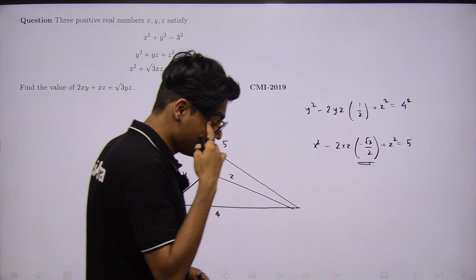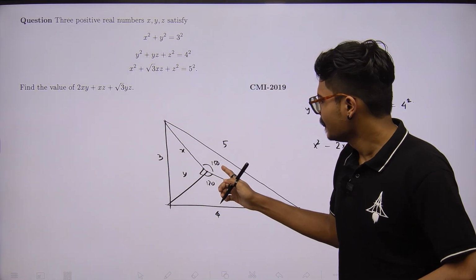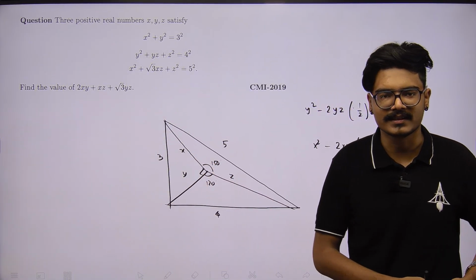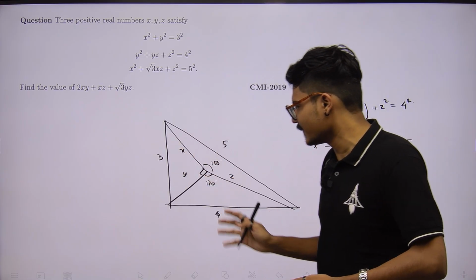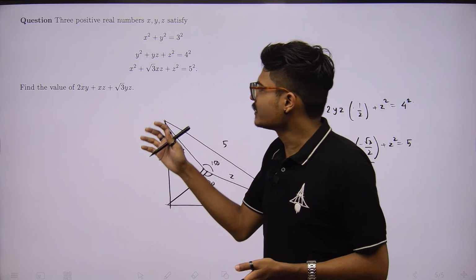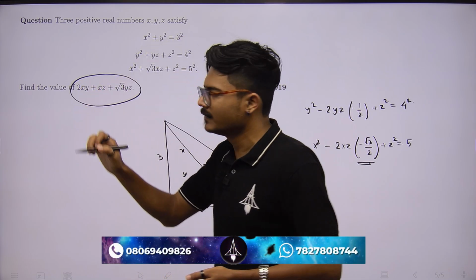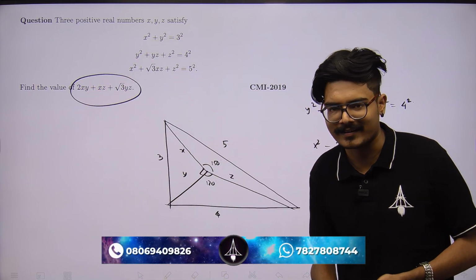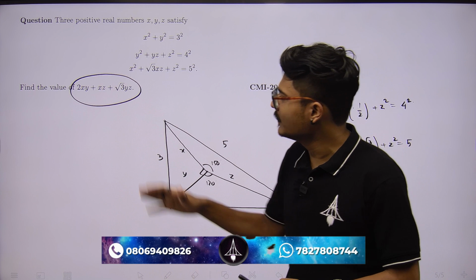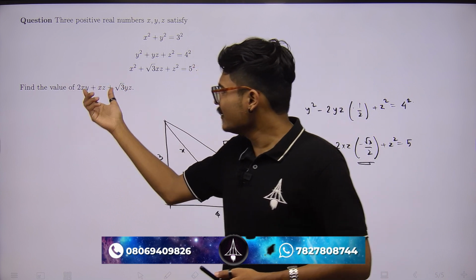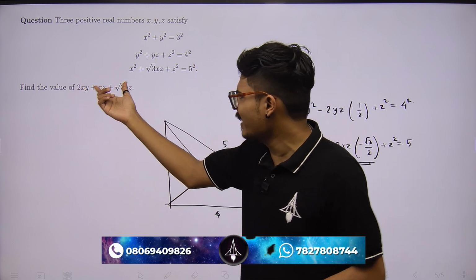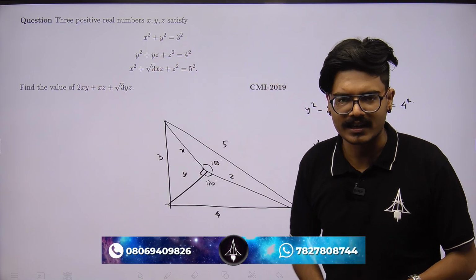Now why can I draw a figure like this? Because if you look carefully, the angle around this point is nothing but 360 degrees. So I can complete this figure. Now, one thing you should have noticed is at no point in this question were you asked to find the values of x, y and z respectively. All you had to do was find the final value of this expression. Now this is a very weird expression. We can't really relate it with any of the equations given to us.